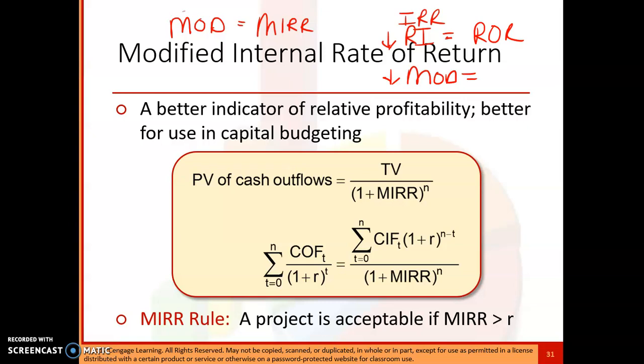The decision rule, just like the IRR, is if the modified internal rate of return is greater than the required rate of return, then you accept the project.